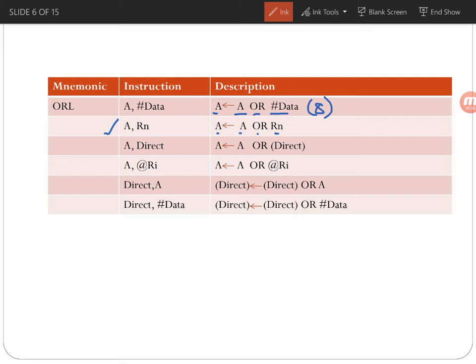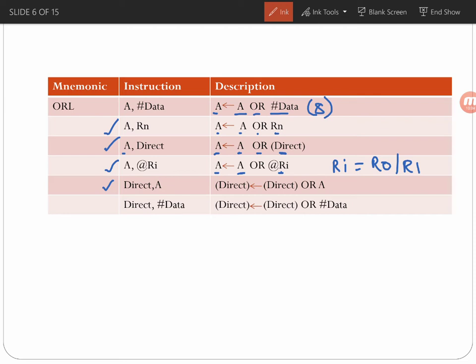ORL A, direct. So the content of accumulator register is ORed with the content of the internal RAM location whose address is given by direct, and the result is saved in the accumulator register. And next, ORL A, @Ri. The content of accumulator register is ORed with the data pointed by the Ri register, and the result is saved in the accumulator register. So this Ri may be R0 or R1.